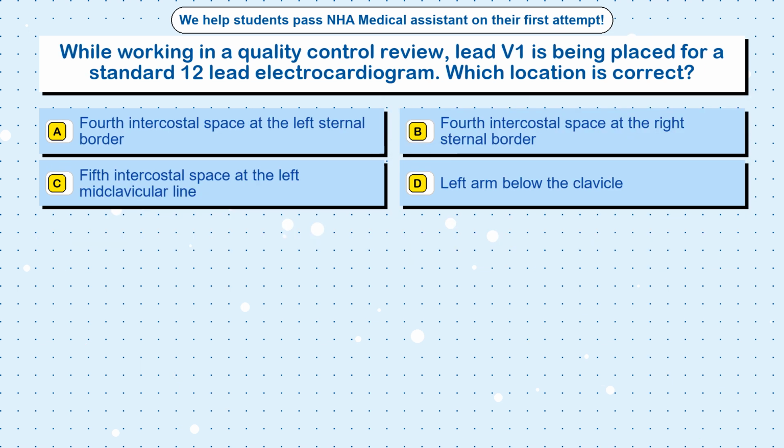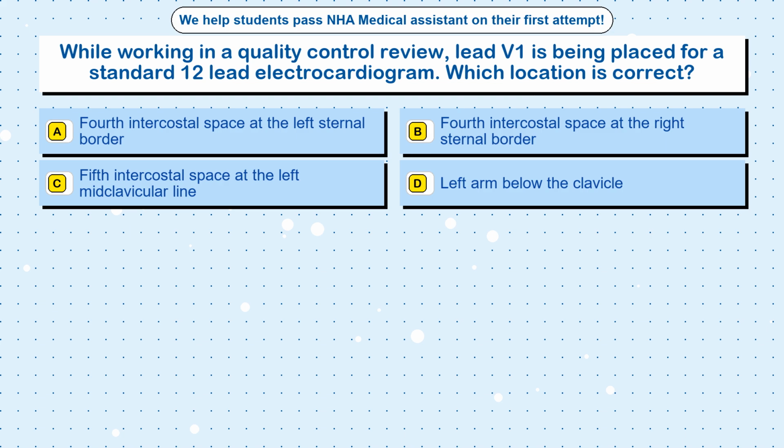Question 85. While working in a quality control review, lead V1 is being placed for a standard 12-lead electrocardiogram. Which location is correct? Option A. 4th intercostal space at the left sternal border. Option B. 4th intercostal space at the right sternal border. Option C. 5th intercostal space at the left midclavicular line.